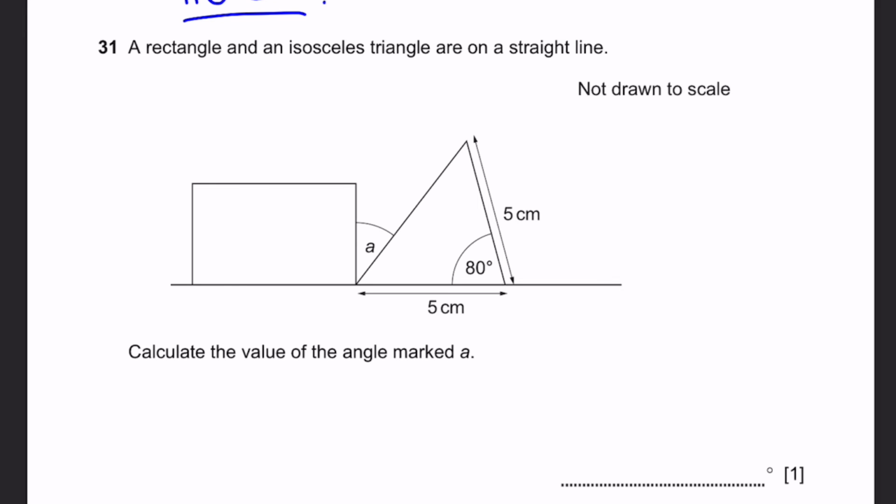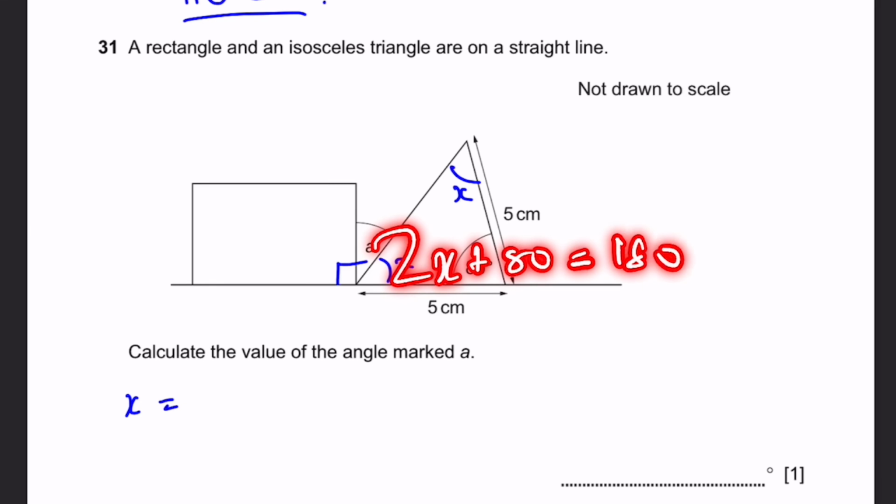Well, a rectangle is there, so this angle is 90 degrees. Now these triangles we can find because there is an isosceles triangle. So let's call this X. So X will be also over here. So 2x plus 80 is equal to 180 degrees, since the angles in a triangle add up to 180.